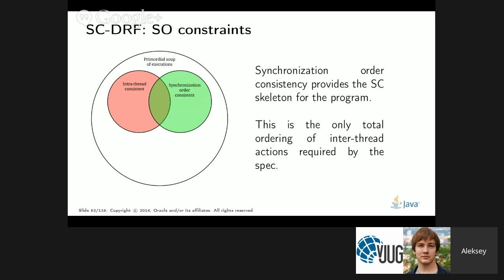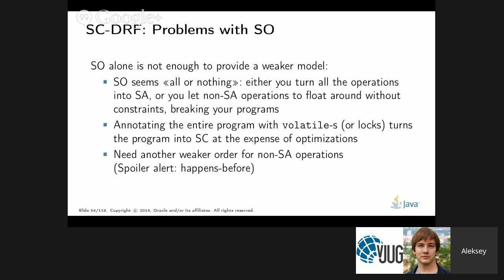So synchronization order consistency provides this totally ordered skeleton for the program. This is the only total ordering that you should have between the threads to actually construct the memory model. We will now quickly build up to happens-before. Synchronization order alone is not enough to provide the weaker model. We only care about synchronization actions at this point, and we say nothing about non-synchronization actions. So it's all or nothing.